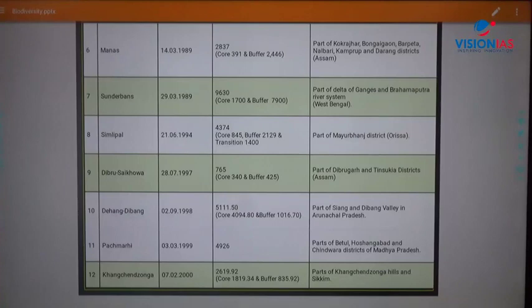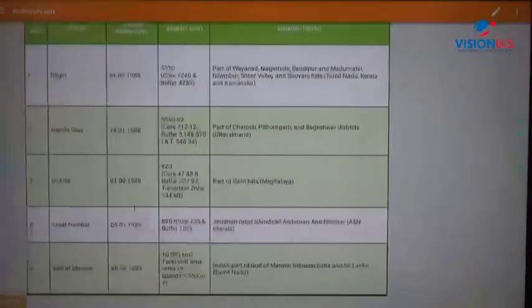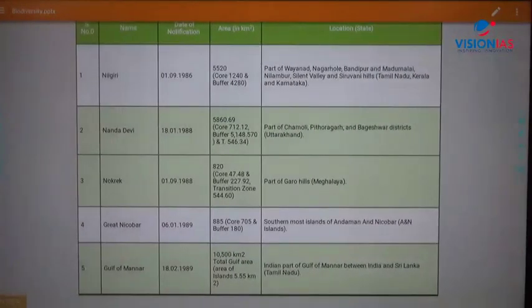Then the seventh one, Nokrek. Nokrek Biosphere Reserve, a very important biosphere reserve. Announced in the year 2009 by UNESCO as a World Heritage Biosphere Reserve, located in the Garo Hills of Meghalaya.